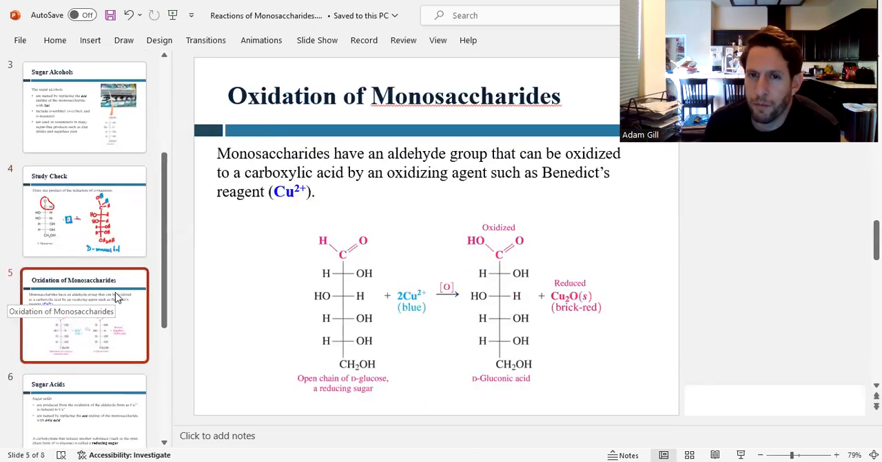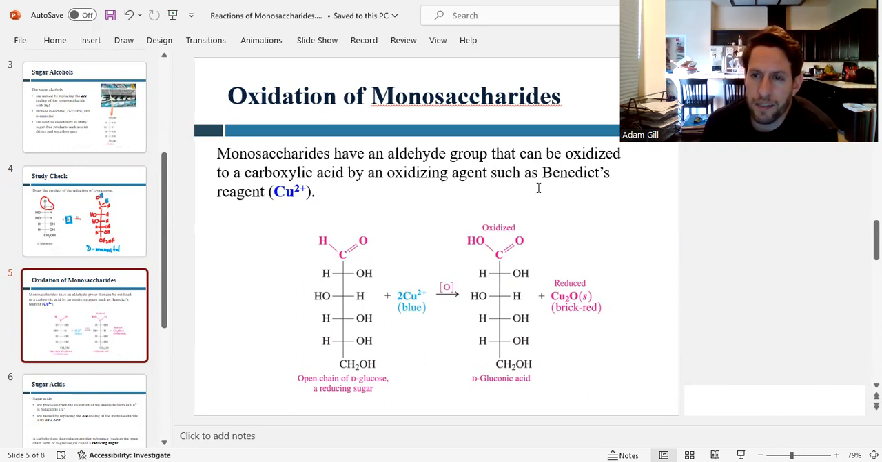All right, let's talk about oxidation. So monosaccharides that have an aldehyde group can be oxidized, and the aldehyde becomes a carboxylic acid. We learned about this reaction in chapter 12. And one of the most common reagents that we use to oxidize sugars is known as Benedict's reagent. We'll be using this in lab.